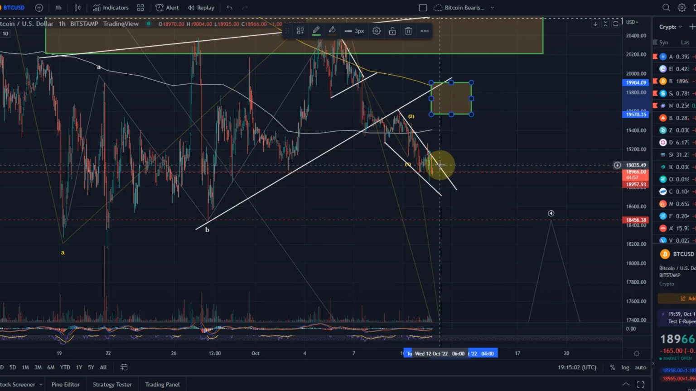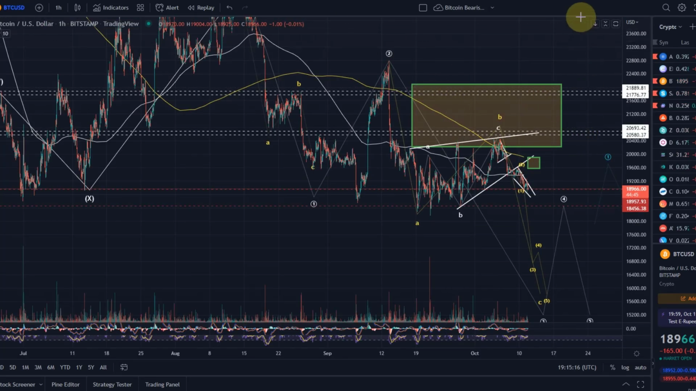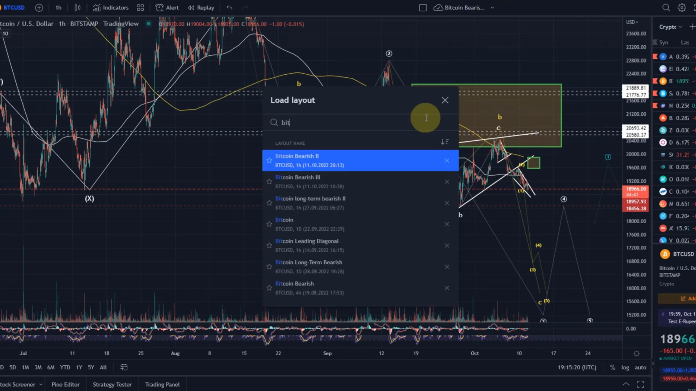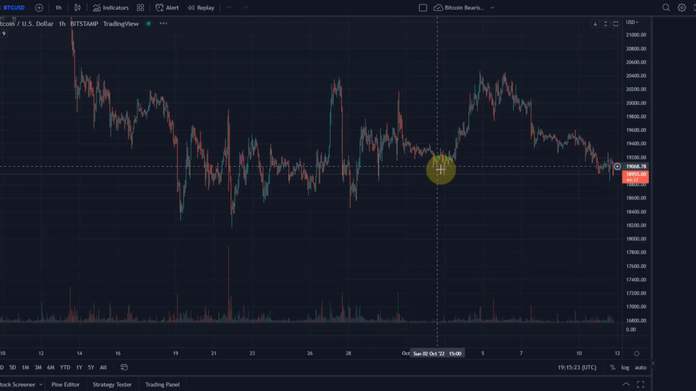Important, because this is a clear decision point. Bitcoin has to decide now, and if we break range support, they will push us down, in my opinion, quite quickly. And the other count, let's talk about the other count as well. Does it make any great difference here? So let me go to the other Bitcoin chart, Bitcoin bearish 3, I think that is.